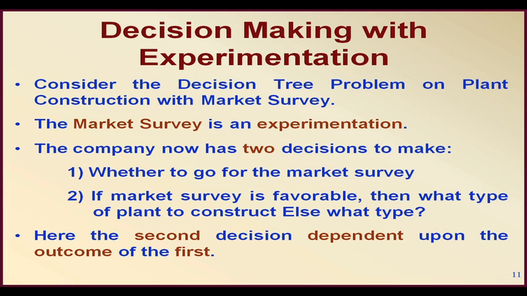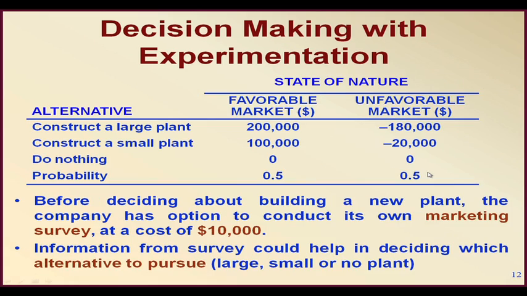So, it is a kind of situation where there are a number of decisions, and the answer to the first one would determine the second decision option. If we take up this problem, there are some additional considerations. Already we have seen the problem a number of times. Before deciding about building a new plant, the company has an option to conduct its own marketing survey at a cost of $10,000. So, it is not that the market survey is free, the market survey also has a cost.